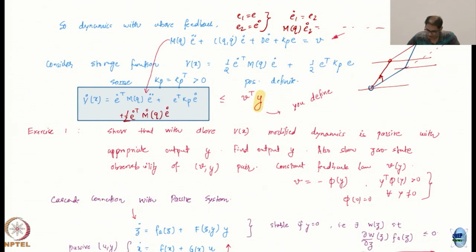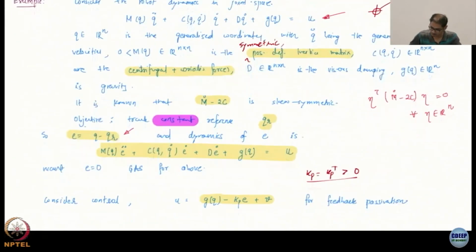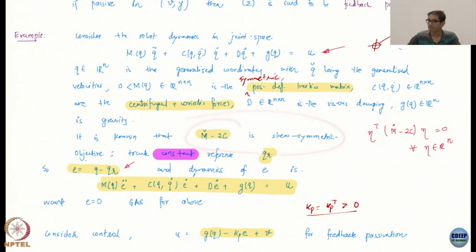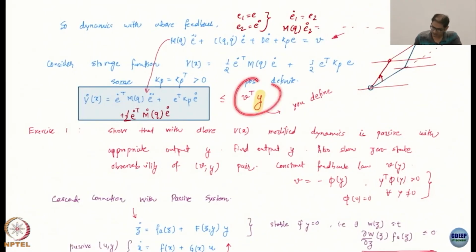And now I am claiming this is less than or equal to v transpose y. Okay, this is what you have to prove. You have to find the output. Notice I already used the new input. I am using the new input, I am not using the old input anymore. I am claiming that this is less than or equal to v transpose y. What you have to do is use this fact that M dot minus 2C is skew symmetric, that is, any quadratic form with M dot minus 2C is 0. You have to use this and you will get a very nice y.